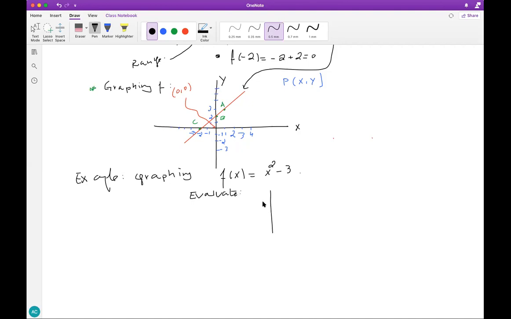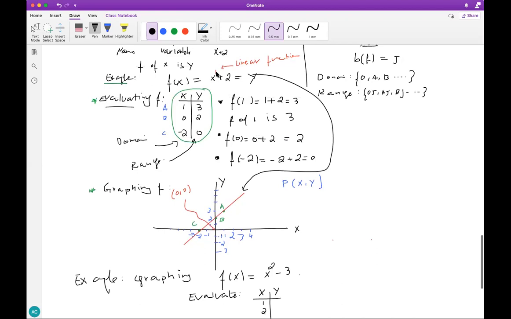So make a table, and it's some x values, some y values. Again, this is a domain, this is a range. So we're going to input maybe, let's take a few values here, maybe 1, 2, 0, probably -1, -2. So with the linear function, if the power is 1, it's enough. 2 points or 3 are enough.